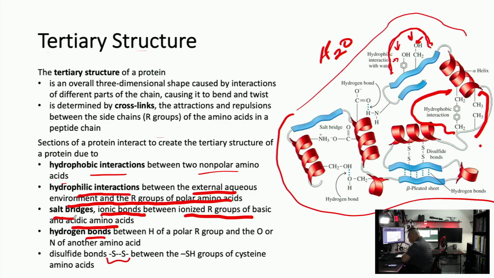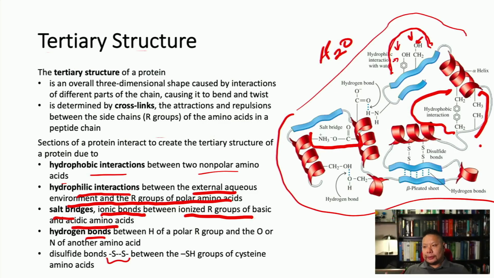Then we have salt bridges, right? Here's a salt bridge right here between the carboxylate of that amino acid and the amine group of that amino acid. That's a salt bridge too. Salt bridges also like water, so it's not a big deal there. You know they're salt bridges because they have charges right there, plus sign, minus sign, right? Are there any other salt bridges? I think that was the only one.